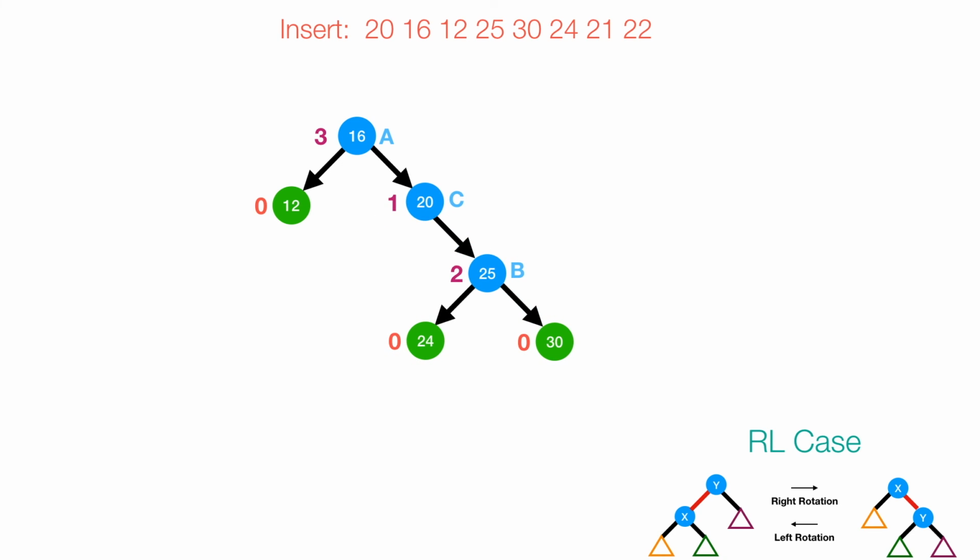And all we do now is update the heights of our nodes B and C. B's height is updated to 1, and C's height is now updated to 2. Now what we're going to do is perform a left rotation on the link AC.